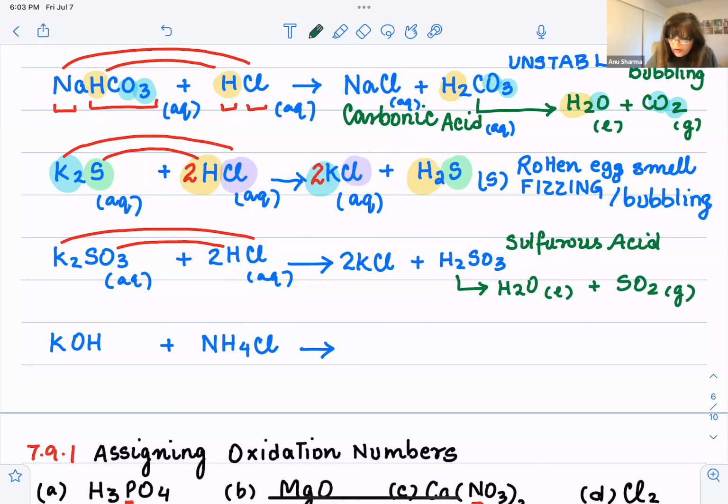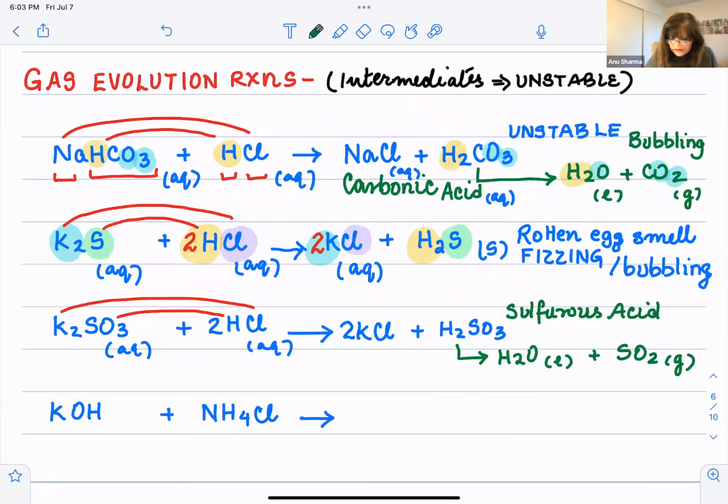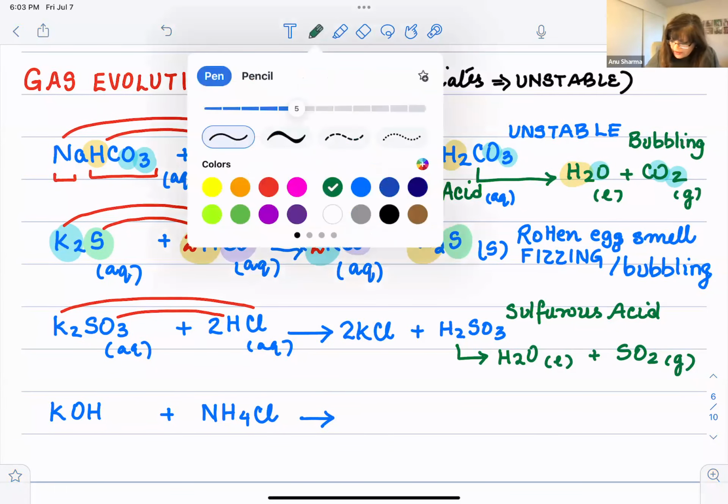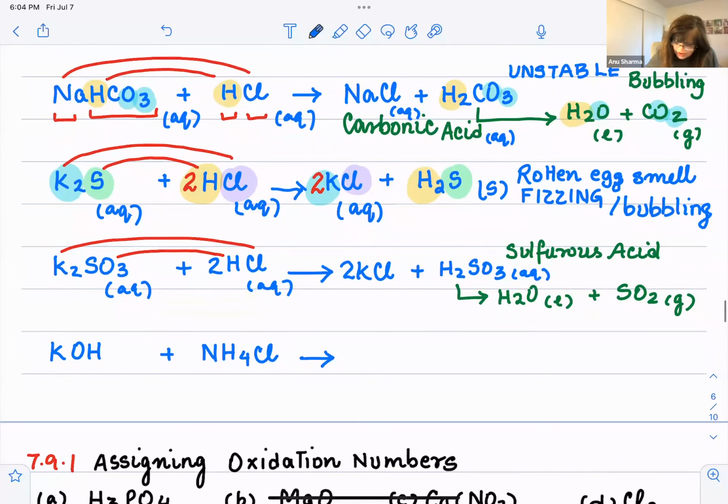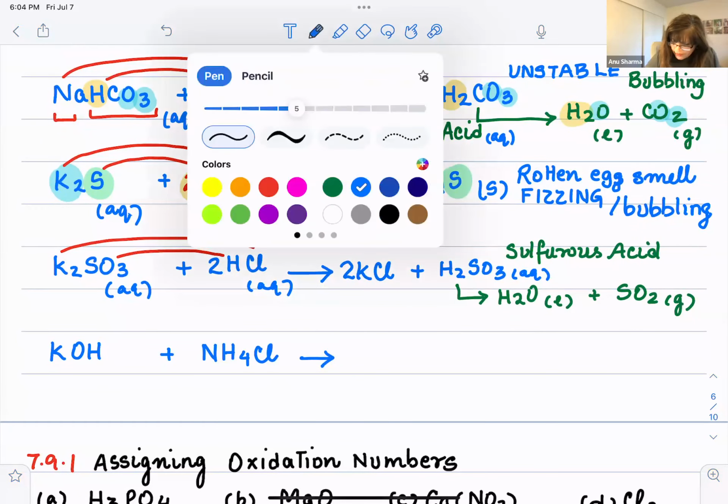So once again, for all these gas evolution reactions, you're going to see bubbling and fizzing. But you see this is unstable. Even though it is aqueous and soluble in water, it is going to break up into 2 parts, water and sulfur dioxide. Water is a liquid and sulfur dioxide is a gas which will be released out of this reaction.